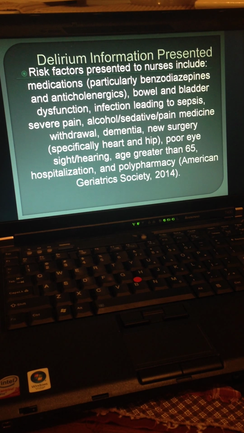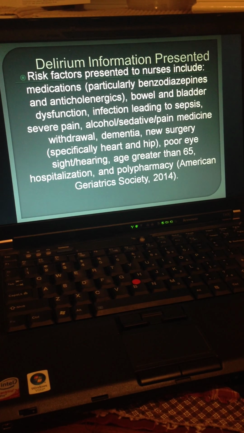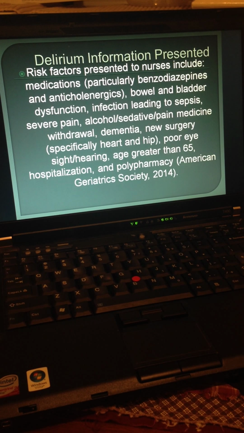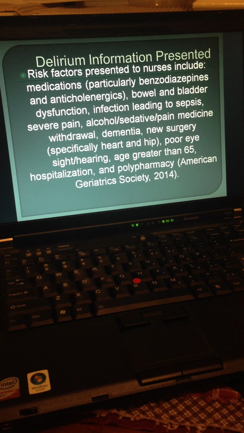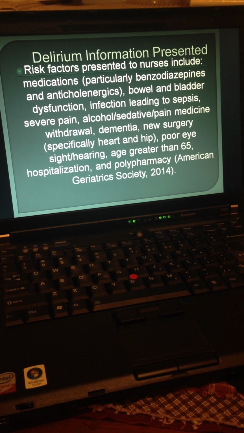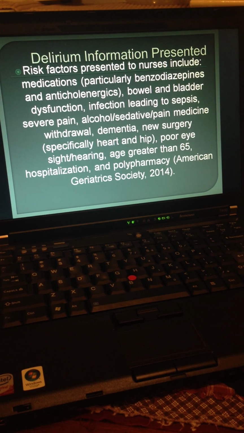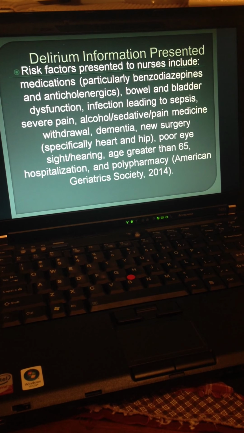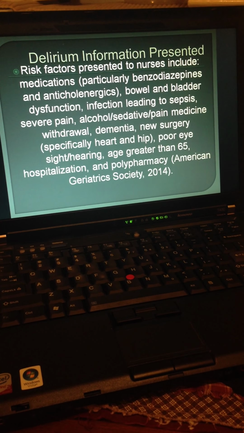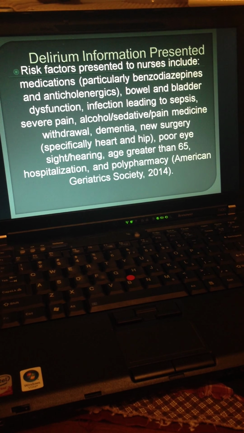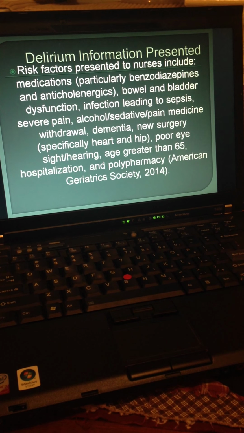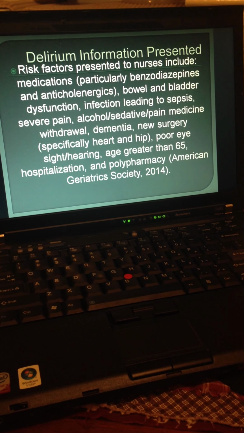The risk factors included medications, particularly benzodiazepines and anticholinergics; bowel and bladder dysfunction, and making sure nurses were aware of the last time their patient had a bowel movement and the last time that they voided; infection leading to sepsis; severe pain; alcohol, sedative, and pain medication withdrawal; dementia; new surgery, in particular heart and hip surgeries; poor eyesight and hearing, making sure nurses knew if their patients wore glasses or hearing aids; age greater than 65; hospitalization; and polypharmacy. And nurses on step-down ICU did report that their patients typically took more than 5 medications.